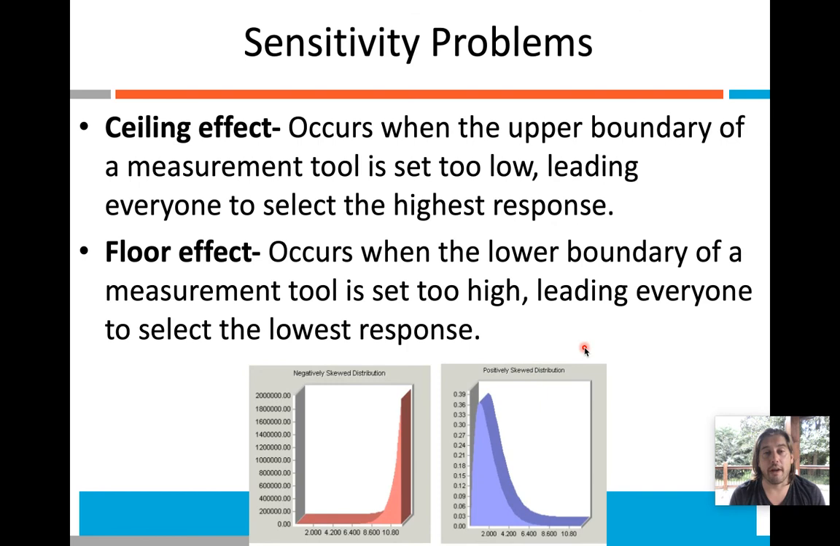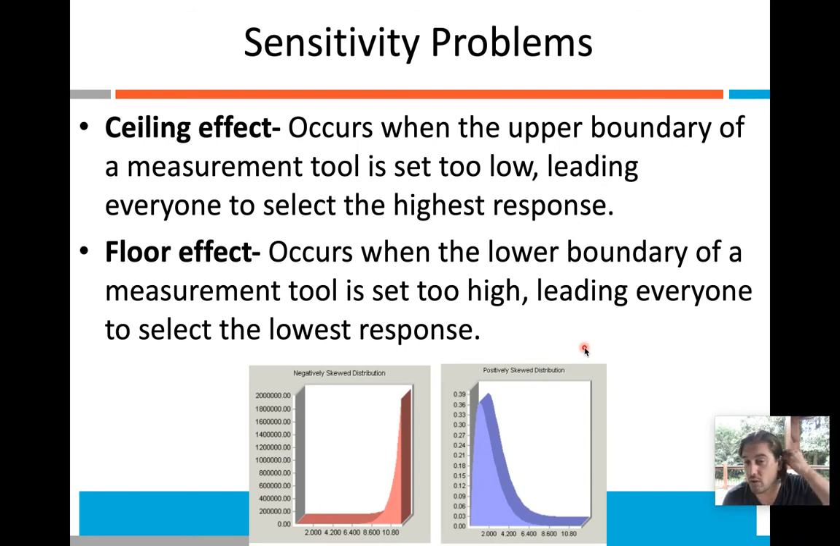And a floor effect is just the opposite problem. So the lower boundary is set too high, leading everyone to select the lowest response. It's just the opposite. So an example of a floor effect would be, let's just kind of stick with a similar example. I want to measure the average weight of Georgia State students. How much on average do they weigh?